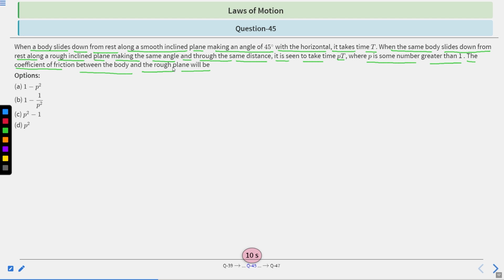Clear? Here it asks about the coefficient of friction. Clear? So given options, A is 1 minus p square, B is 1 minus 1 upon p square, C option is p square minus 1, and D option is p square. So which one is correct? A, B, C, D. Read the question carefully. You will have 10 seconds. After 10 seconds, we will provide the solution. Clear?